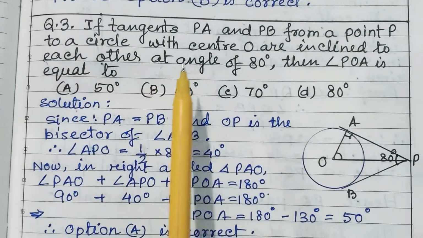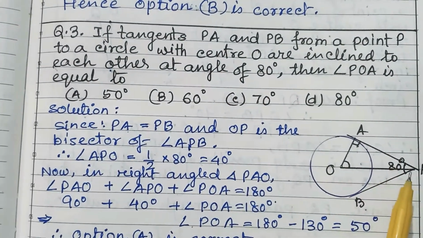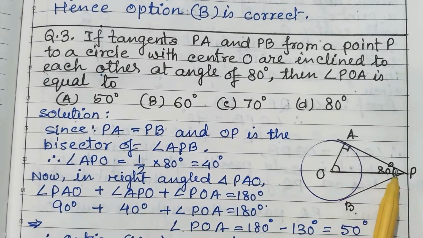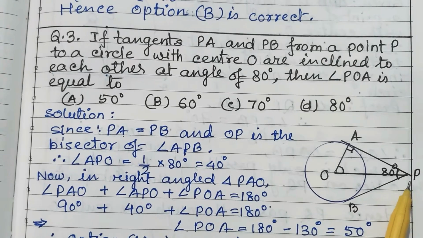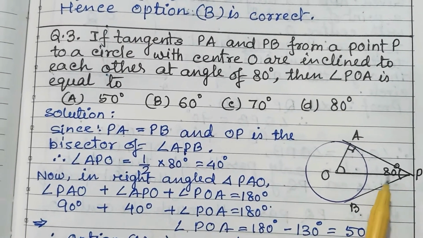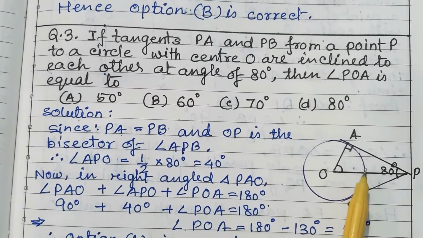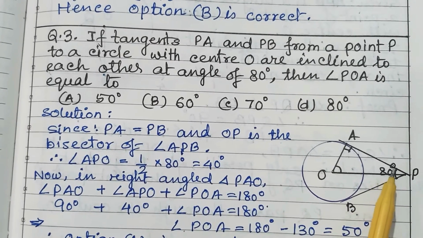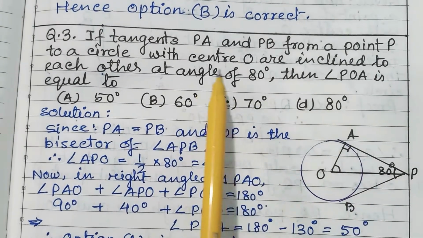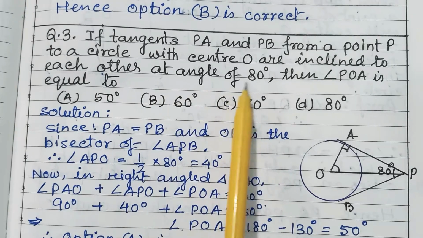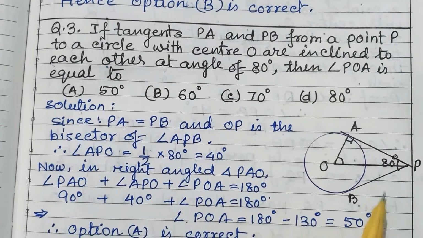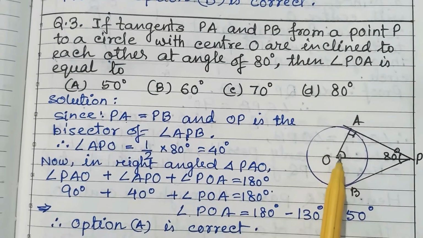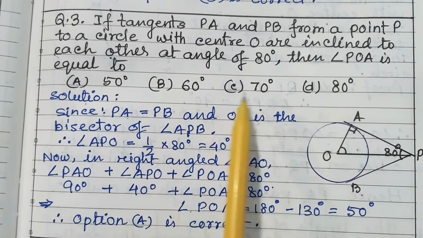Third question is, if tangents PA and PB from a point P to the circle with center O are inclined to each other at 80 degree, then angle POA is equal to this angle. Now four options.